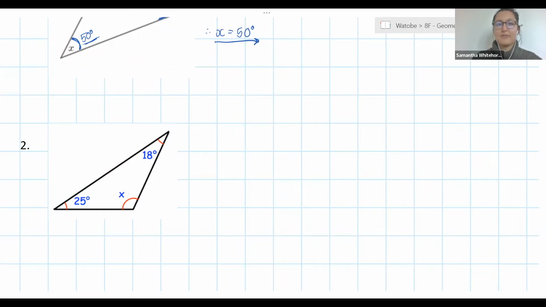Guys, we've spoken about the fact that when you're doing geometry, putting those reasons in is so important. You don't want to lose marks because you haven't got a reason. So just remember to always put your reasons down when you're answering your geometry questions.